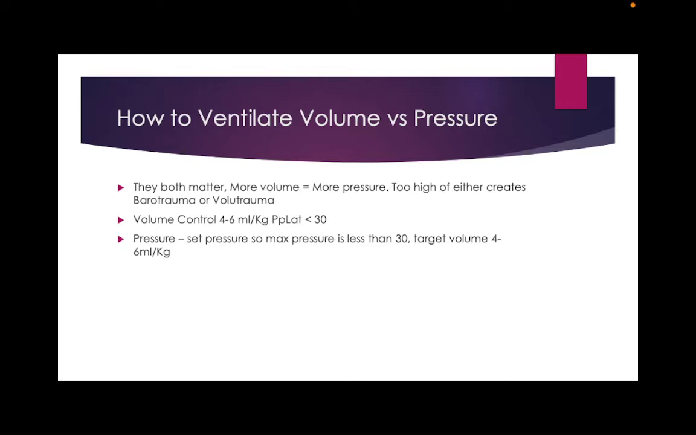Is your pressure going to change? No, it's set. So what's going to change instead? Volume. What's going to happen to your volume? It'll decrease, right? Meaning you won't be ventilating your patient adequately. Okay, so consider if you're at 4 mils per kilo, it's probably safer to go volume control unless you can watch those volumes very closely.